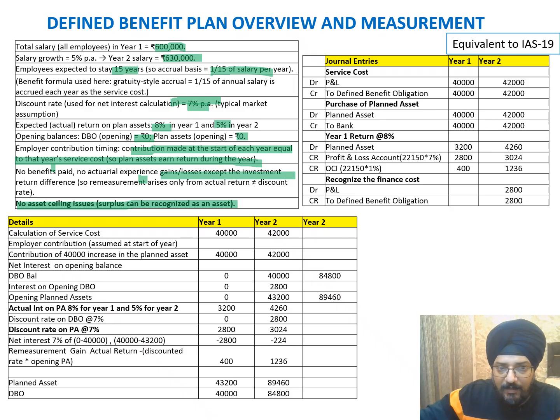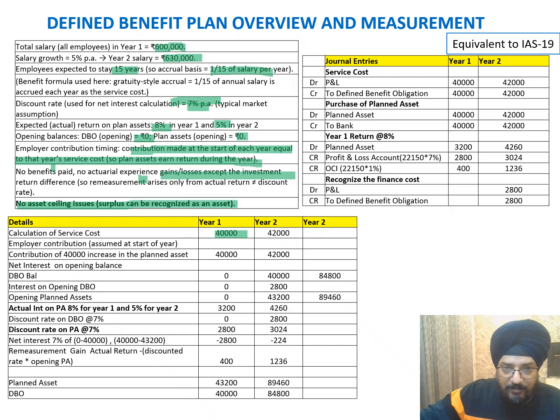What we are saying, first, is the calculation of the service cost. There are three components we mentioned in the earlier slide: the service cost, second is the net interest, and third is the actuarial gain or loss that will be treated through my OCI. So in the first year, the total service cost, which is the amount that will be contributed to purchase my plan asset, is a liability, that is, a defined benefit obligation. My service cost is 40,000.